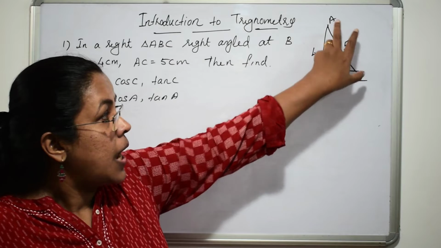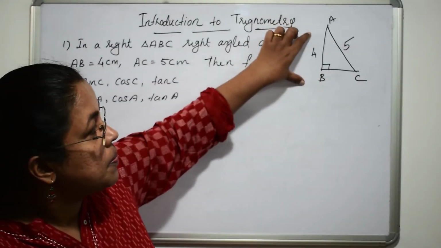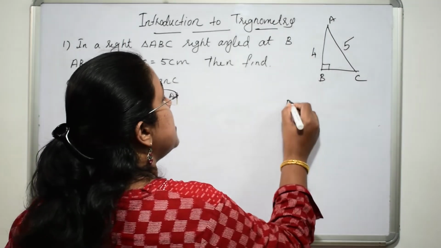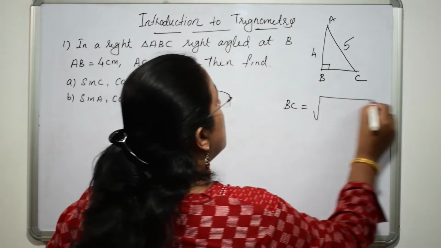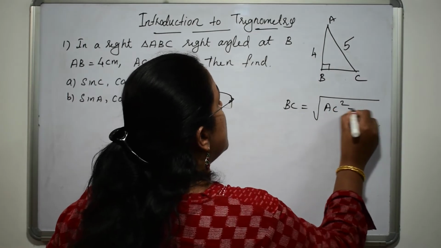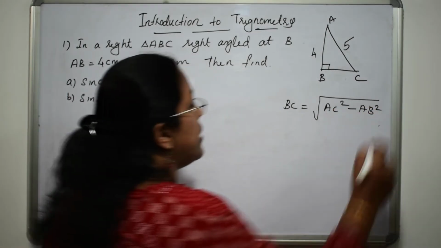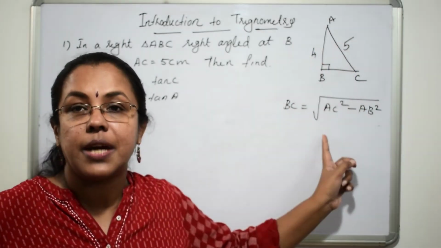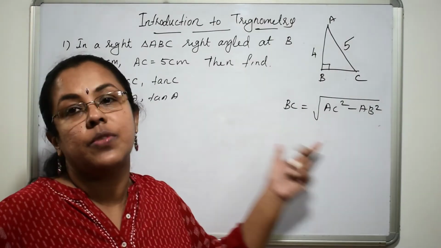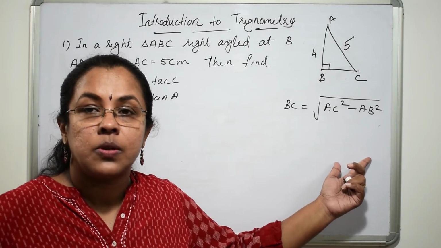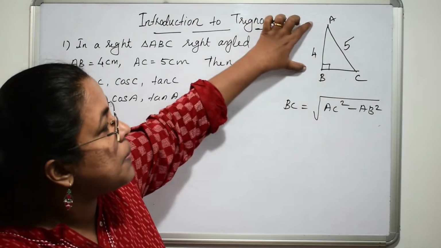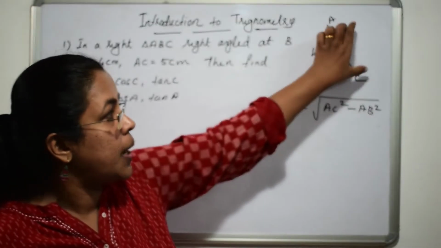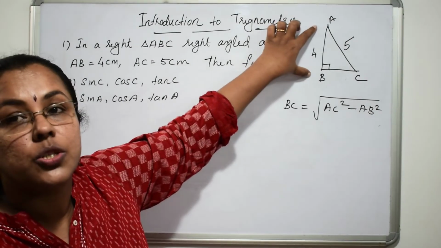We know hypotenuse square is equal to base square plus altitude square. So we can write BC as root over AC square minus AB square. If you have any problem, write the Pythagoras Theorem first, then write this. If you know directly, then you can write it directly also. Hypotenuse square is equal to base square plus altitude square. So, base square is equal to hypotenuse square minus altitude square.